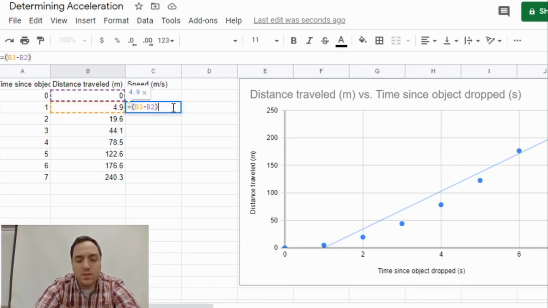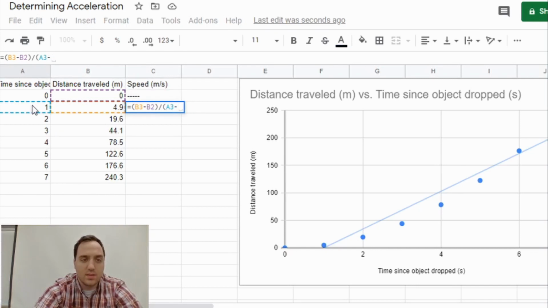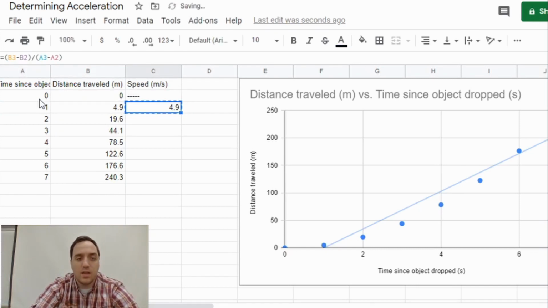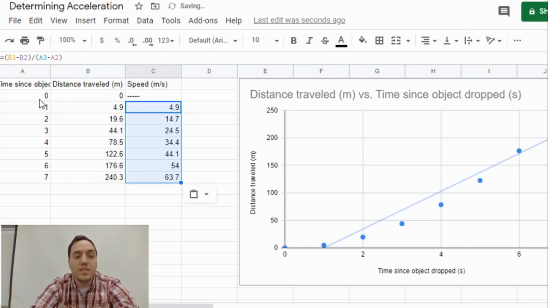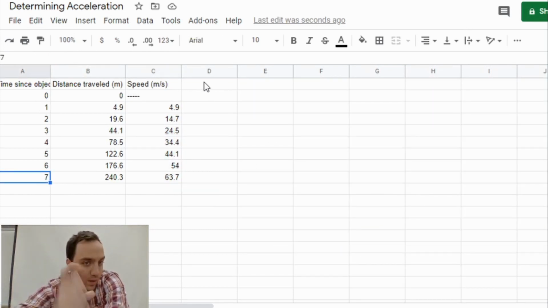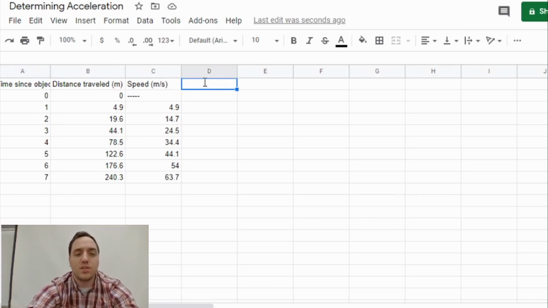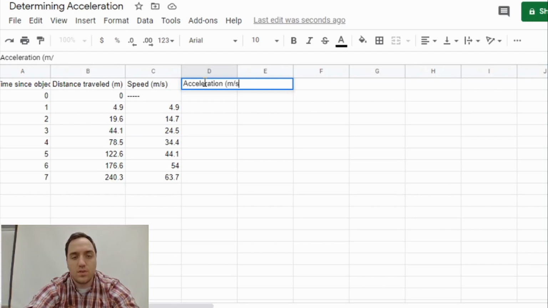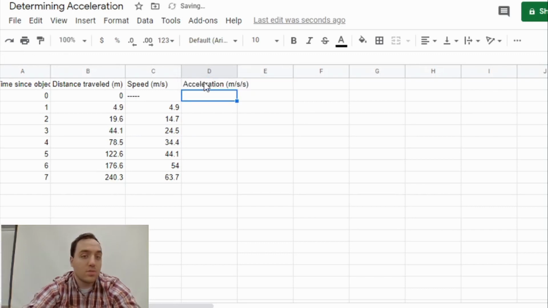Now you'll notice that I could divide by the difference in my time between these two sets. And if I just copy that down, I have my speed, or my average speed over that section. Now, once you have your speed, you can go a step further. The change in your speed, the rate your speed is changing at, is your acceleration. We measure that in meters per second, or meters per second squared.